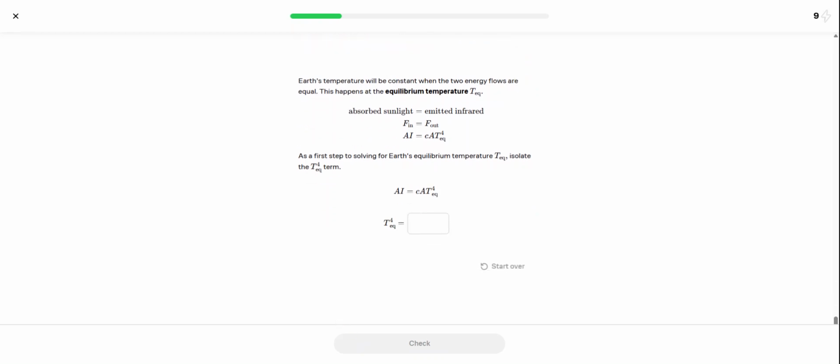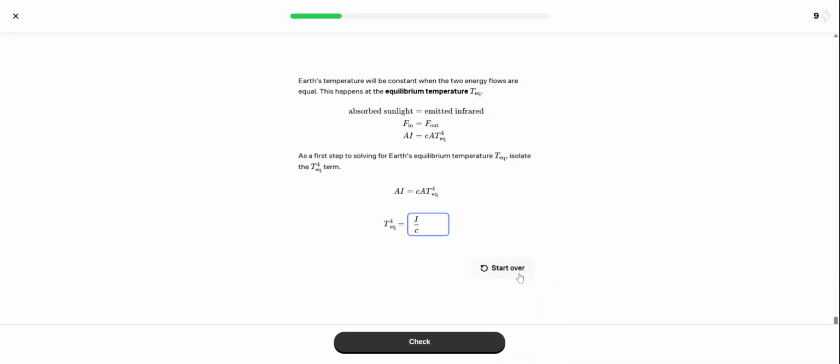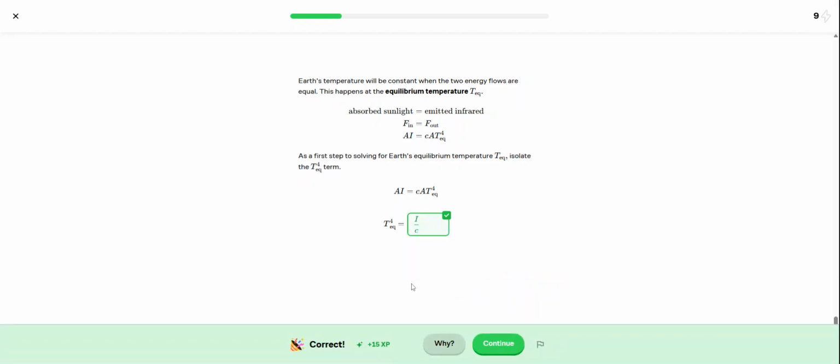Earth's temperature will be constant when the two energy flows are equal. This happens at the equilibrium temperature called T_EQ. At this balance, absorbed sunlight equals emitted infrared: F_in equals F_out, A times I equals C times A times T_EQ to the power 4. As a first step to solving for Earth's equilibrium temperature T_EQ, isolate that T_EQ term. So we'll cancel A from both sides. It should be I divided by C. Done, and check it. Yup, that's correct.